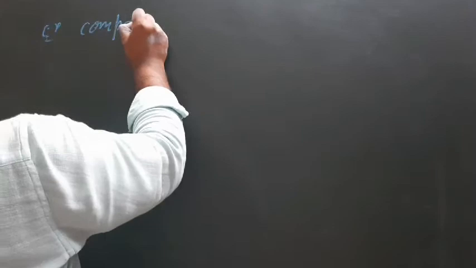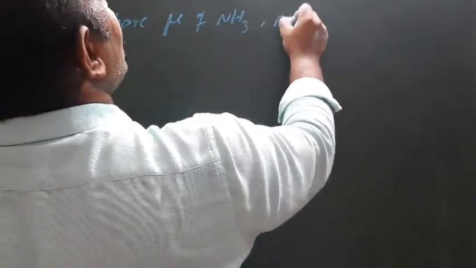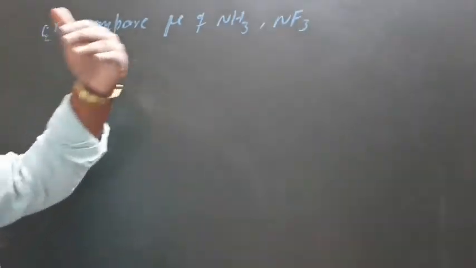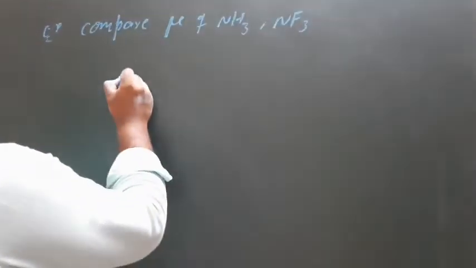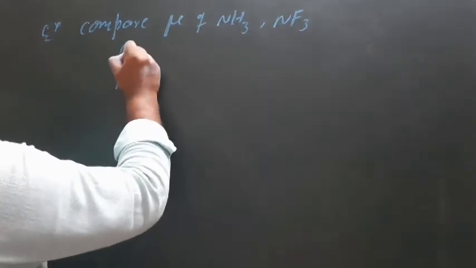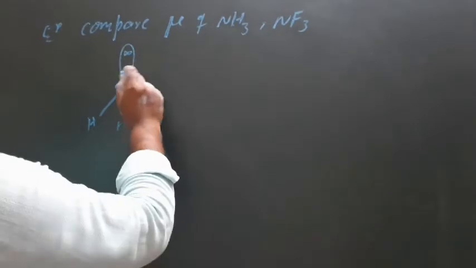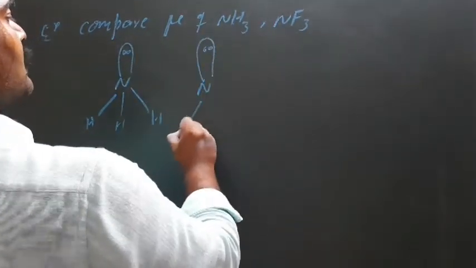Now see here, some questions are there, simple questions. Okay? Compare the dipole moment of ammonia and nitrogen fluoride. Generally think fluorine is more electronegative than hydrogen. Nitrogen fluoride has the more dipole moment. Like that we can expect. But see here, practically hydrogen. Here fluorine atoms.